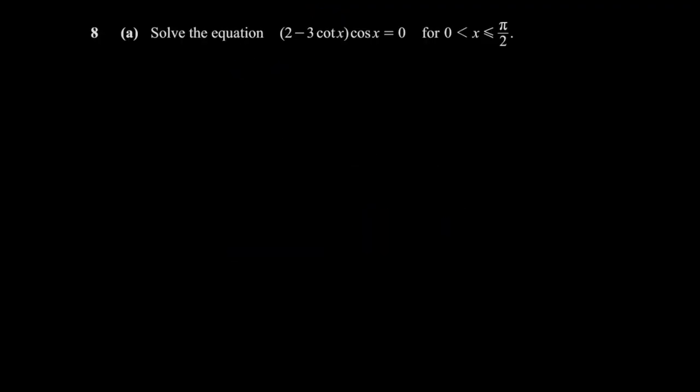Okay, then here we are in question 8. Solve the equation (2 minus 3 cot x) times cos x is equal to 0 for a domain of x between 0 and pi by 2. Well, firstly, we've got two things that are multiplied together that equal 0. So that means either this thing here is equal to 0 or this thing here is equal to 0. So we're trying to solve two things: either 2 minus 3 cot x is equal to 0, or cos x is equal to 0. Okay, so we just leave the one on the right just for a second.